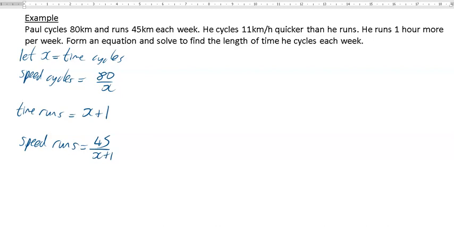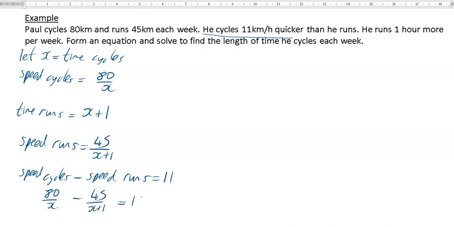Okay, it says he cycles, this is where it gets hard, he cycles 11 kilometers per hour quicker than he runs. That tells you that the speed he cycles minus the speed he runs is equal to 11. So that takes you to 80 over x minus 45 over x plus 1 is equal to 11, which is an equation which we can then go on to solve.